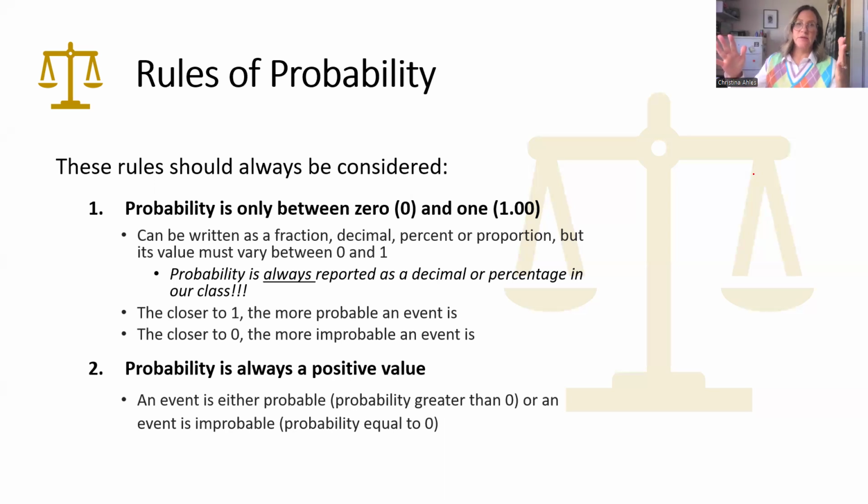And 1 is basically equivalent to the most probable you could have, because if you had the probability of 1, it's actually the equivalent to 100%, which is everything. So the closer you are to 1, the more probable an event is. So we always, always, always report probability and proportion as a decimal. As you can see, I have that outlined right here. Always reported as a decimal or percentage.